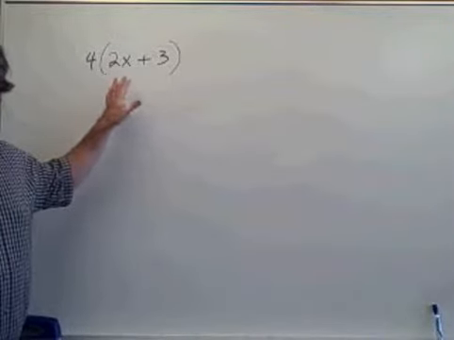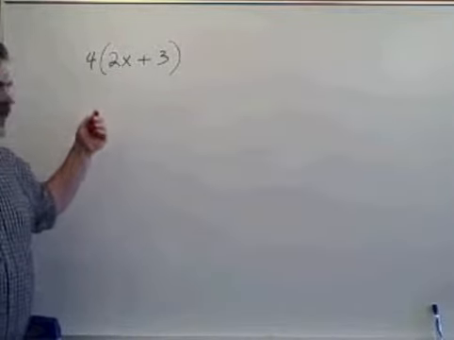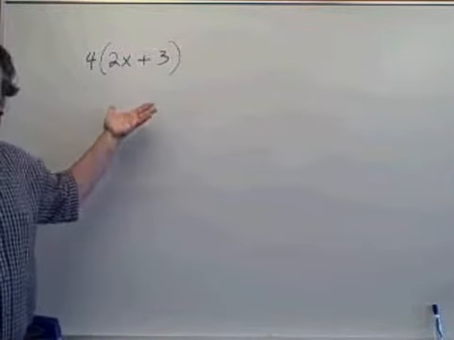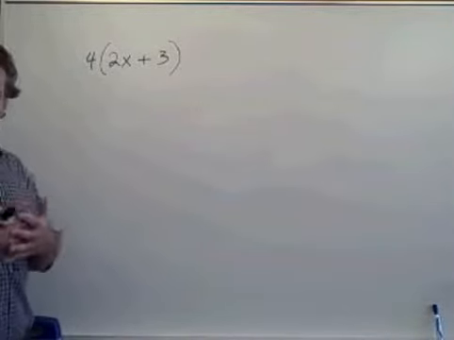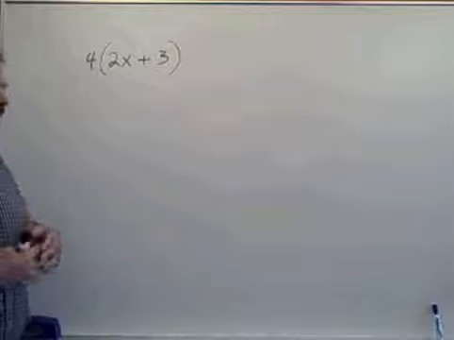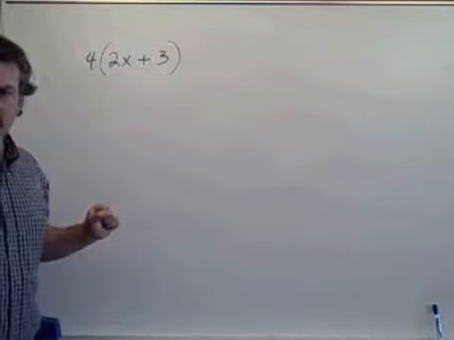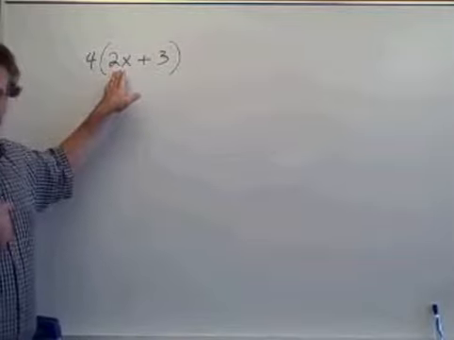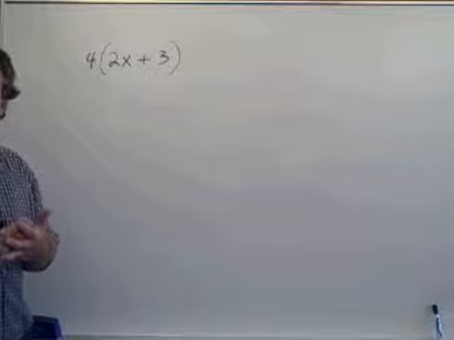We had an algebraic expression that contained a set of parentheses like this. If we wanted to try to simplify that algebraic expression, we would want to see if there are any like terms we can combine. But unfortunately, the 2x is not a like term with the 3. The 2x is a variable term, the 3 is a constant term, so I can't combine them together.